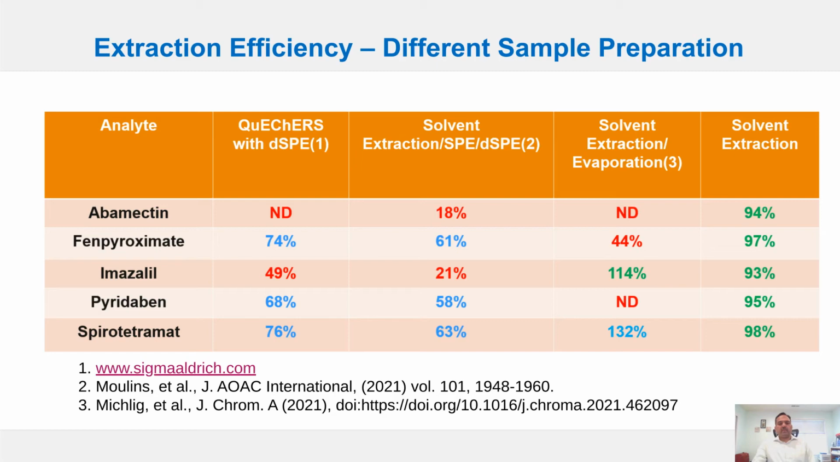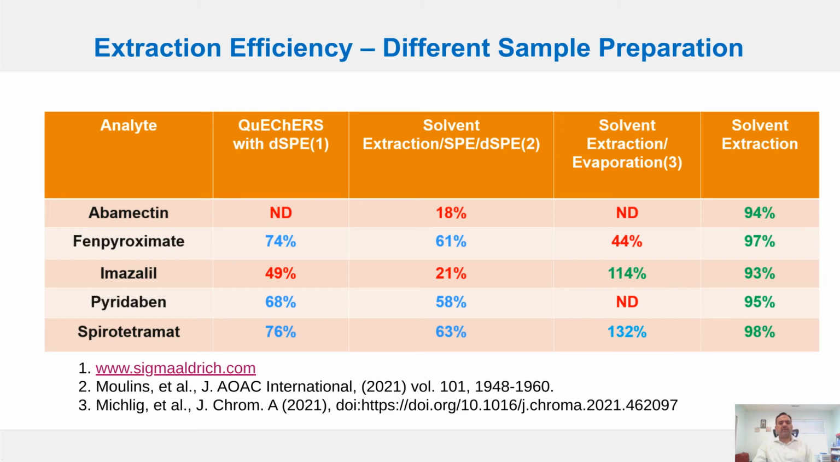So this slide shows the comparison of extraction efficiency obtained using our solvent extraction sample preparation method with other 3 different sample preparation methods used in the literature for 5 pesticides. Only our simple solvent extraction method shows extraction efficiency close to 100% for all the 5 analytes.